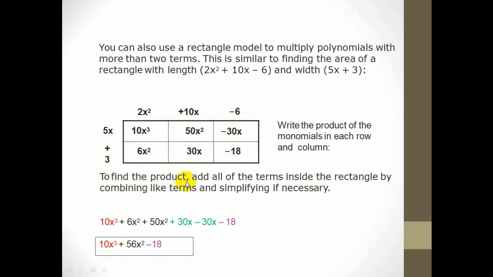Now to find the product, add all the terms inside the rectangle. Add all the terms inside the rectangle by combining like terms and simplify if necessary. 10x cube has no like terms, so 10x cube as it is. Similarly, 6x square and 50x square are like terms, and 30x and minus 30x are like, and minus 18 has no like terms, so minus 18 as it is. Now combine the like terms, 6x square plus 50x square is 56x square, and 10x cube, plus 30x minus 30x cancel, minus 18.